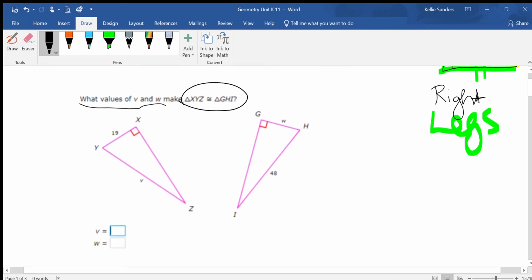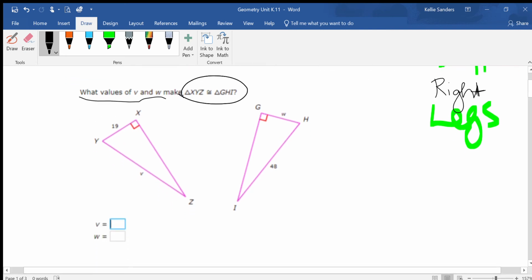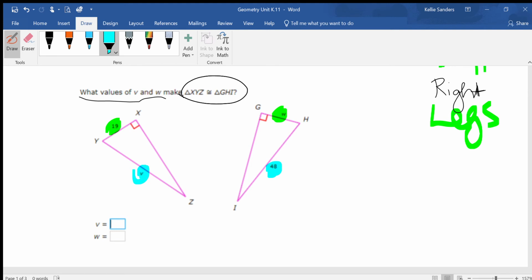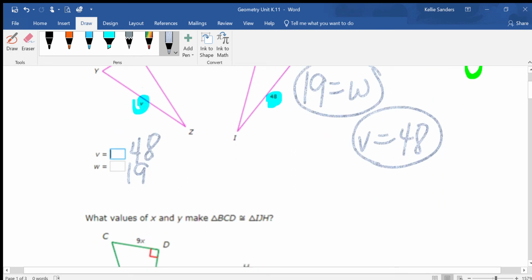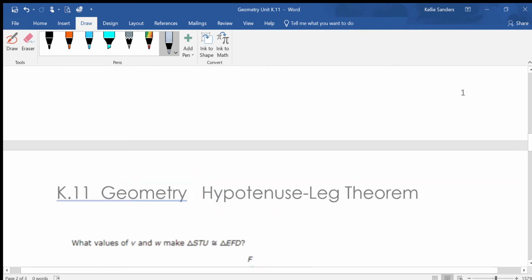Okay, so we have 19 is going to go with W. 48 is going to go with V. Well, this is fairly self-explanatory. I would think 19 would be W, and W is by itself, so W is 19, and V is 48. V is by itself, so V equals 48. There wasn't any work to do on that. That won't be the case on the rest of them. Okay, come back here.